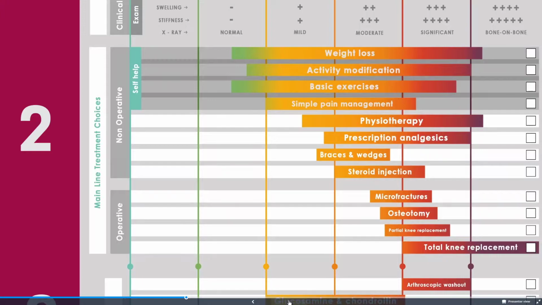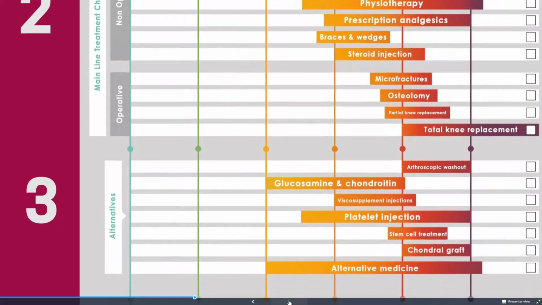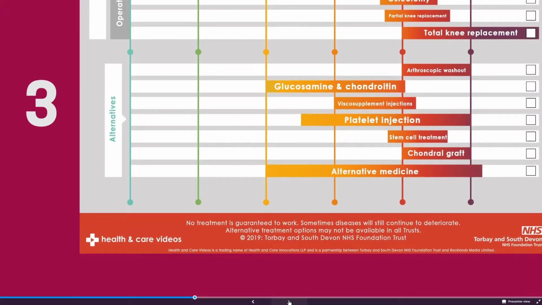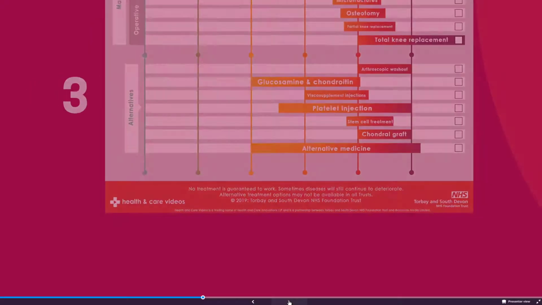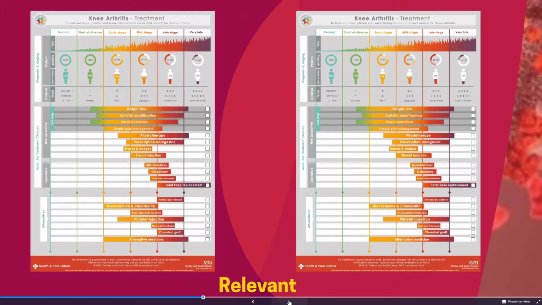The last section captures treatments with less evidence or those that are not offered in the NHS, but they do find a place in the NICE documentation. The second key USP of the Torbay chart is offering patients the treatment choices of relevance. Let me show you this with an example.